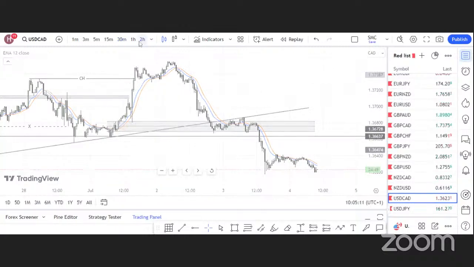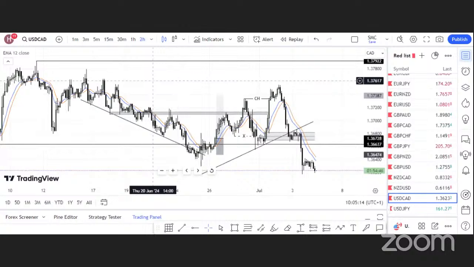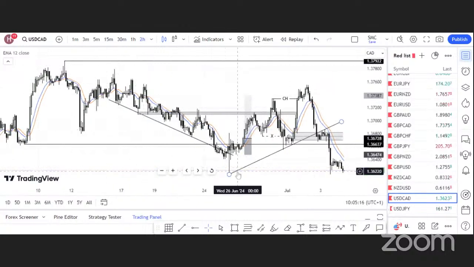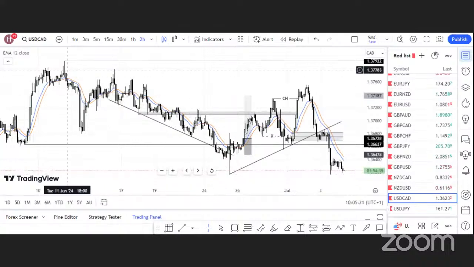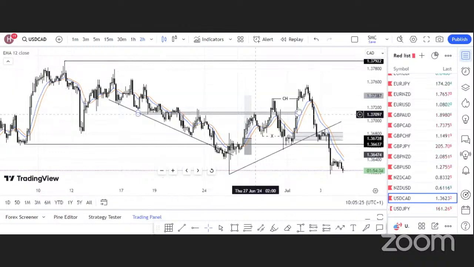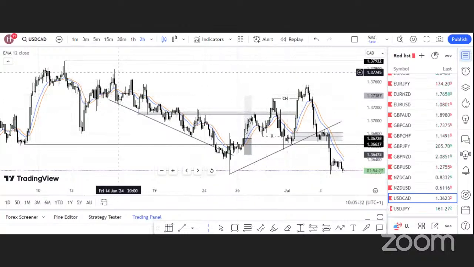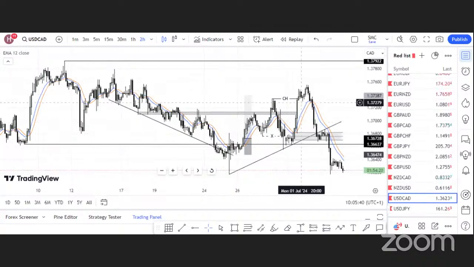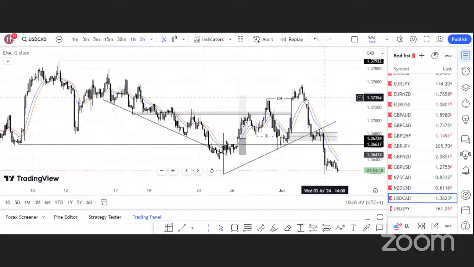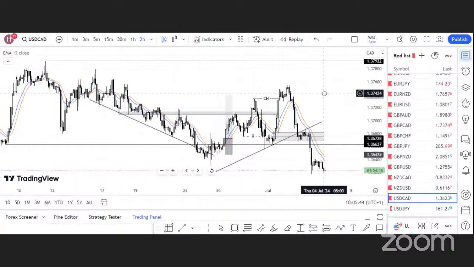Let's head on to 2 hours. Okay, so as you can see from this level to this level, the market is bearish. The market is still bearish because this high wasn't taken out. So the market is still trading within the bearish zone. It's still trading within this level. The market didn't go above the level, it's still trading below the level. So the market can still be considered as a bearish market.